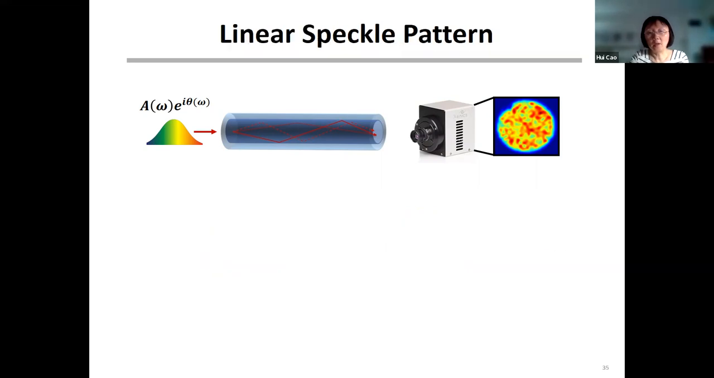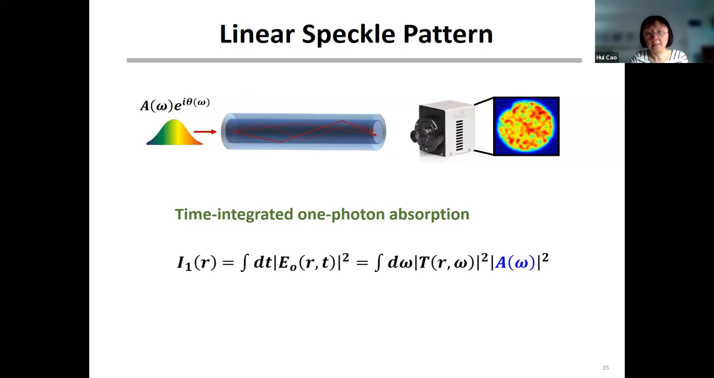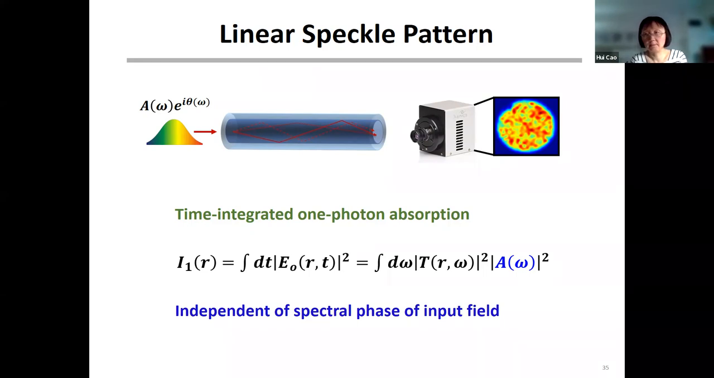And then if we use a slow camera, we measure a time integrated speckle pattern. We just square this and then integrate in time. If you do a very simple math, it will tell us that this, which we call the linear speckle pattern, only depends on the input field amplitude. It does not depend on the phase. That's why we can only recover the spectral amplitude. We cannot recover the spectral phase. So how can we recover the spectral phase?